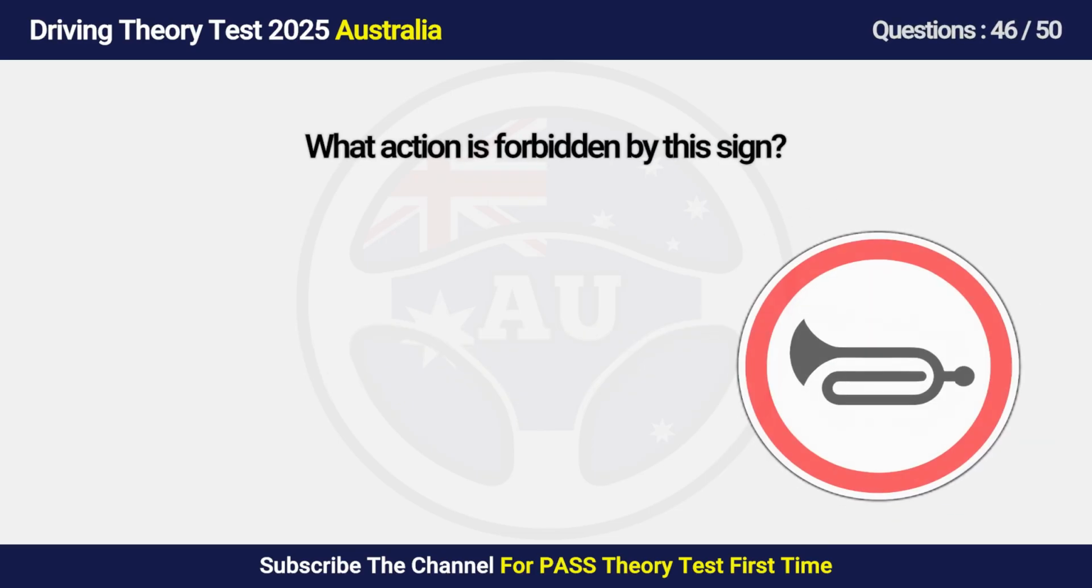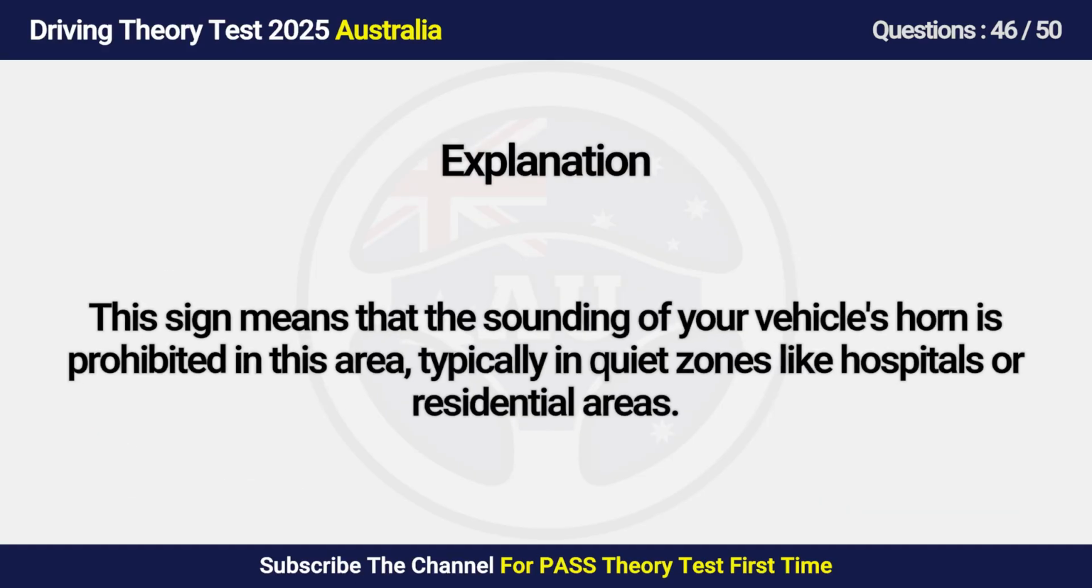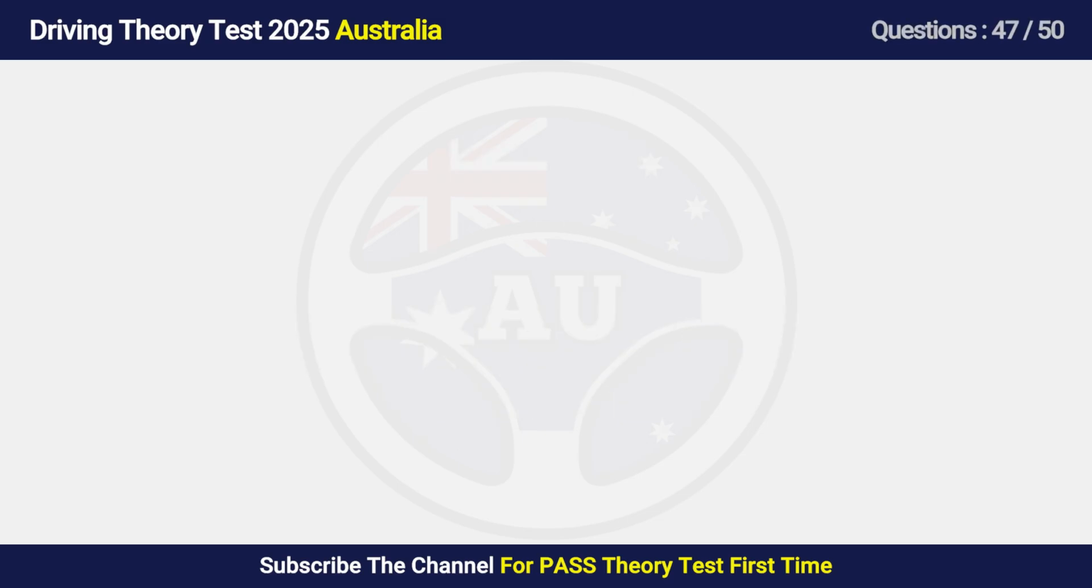Question 46. What action is forbidden by this sign? A. No parking. B. No stopping. C. No horn sounding. D. No overtaking. Answer is C. No horn sounding. This sign means that the sounding of your vehicle's horn is prohibited in this area, typically in quiet zones like hospitals or residential areas.